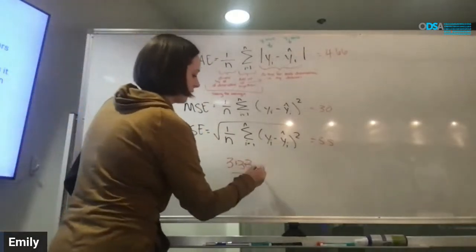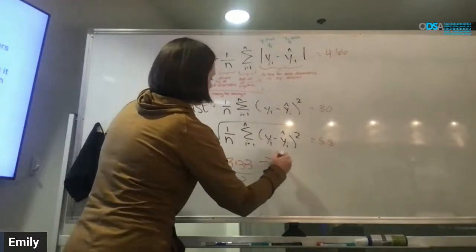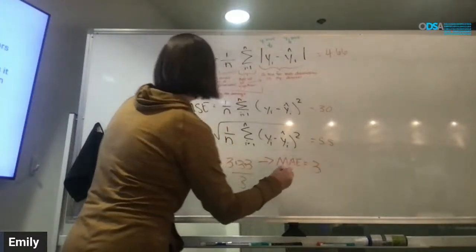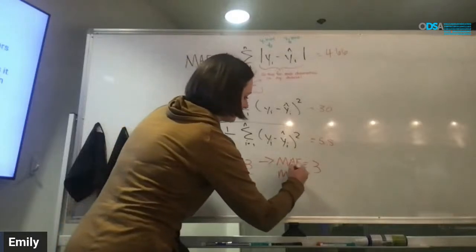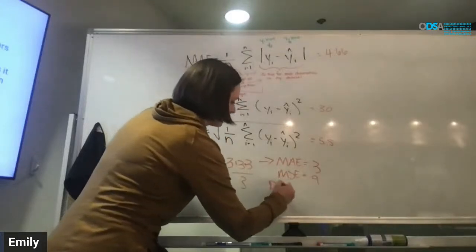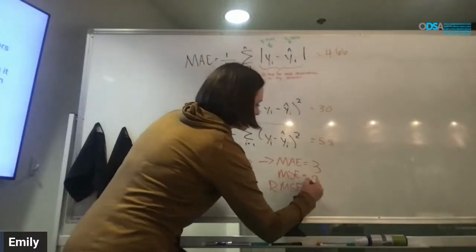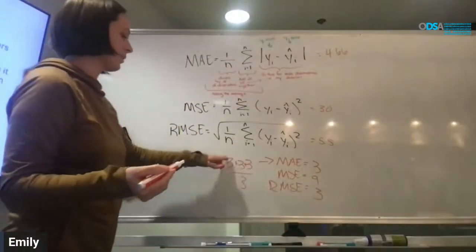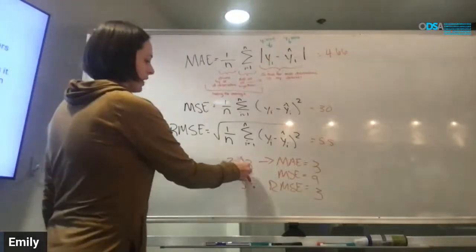So for this, what is our MAE? It's going to be 3. What is our MSE? It's going to be 9. And what is our RMSE? 3 again. So RMSE is 3. So that one is going to be the same because there's no huge difference in outliers.